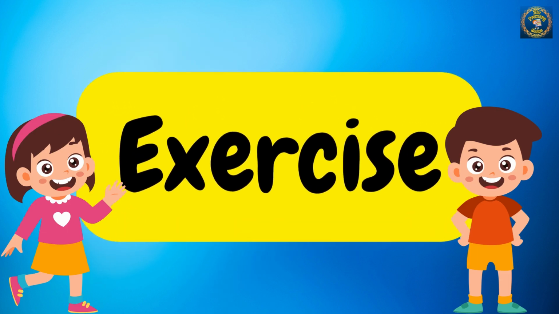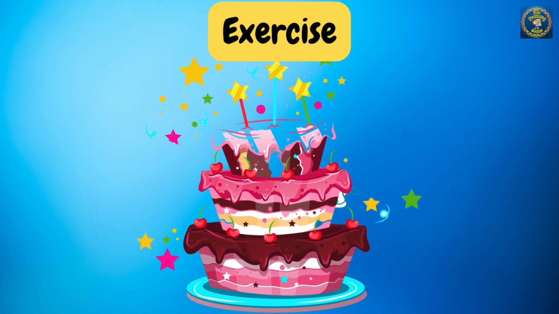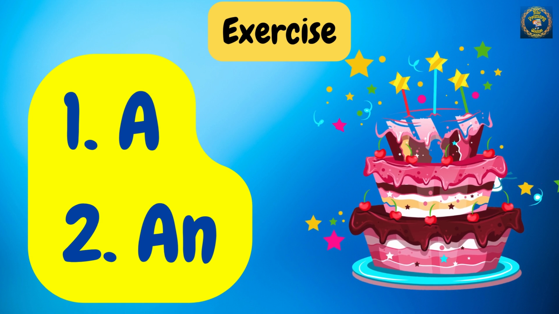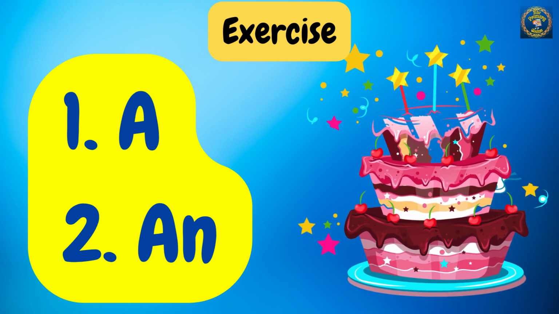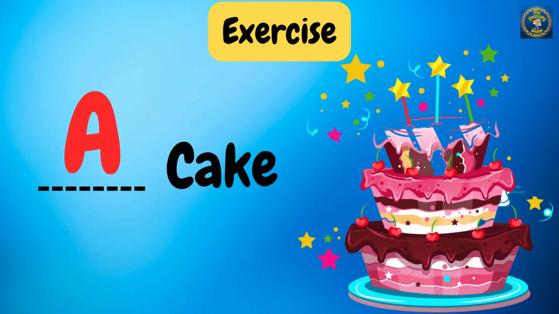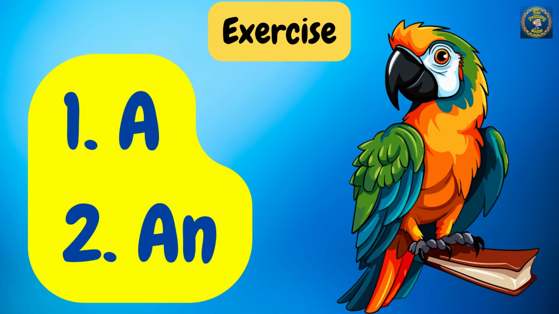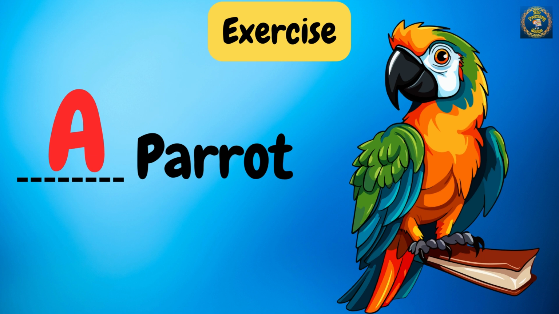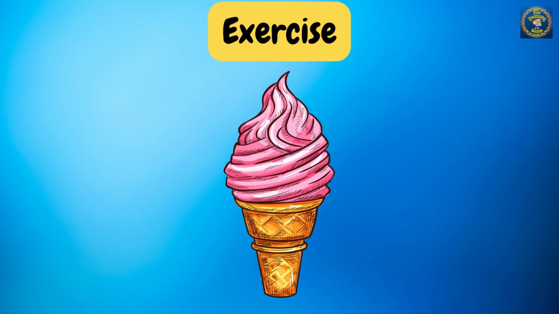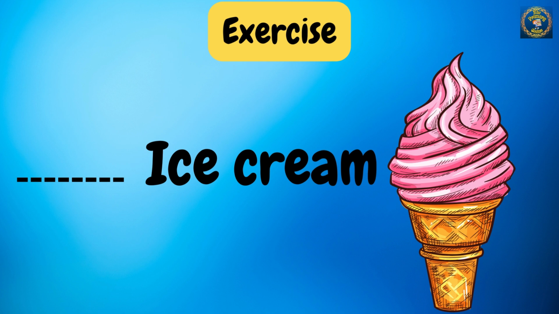Come on kids, let's do some exercise. First, we have cake. Tell me, what comes before cake? A or an? That's right, a cake. Then we have parrot. What comes before parrot? A or an? That's right, a parrot. Then we have ice cream. What comes before ice cream? A or an? That's right, an ice cream.